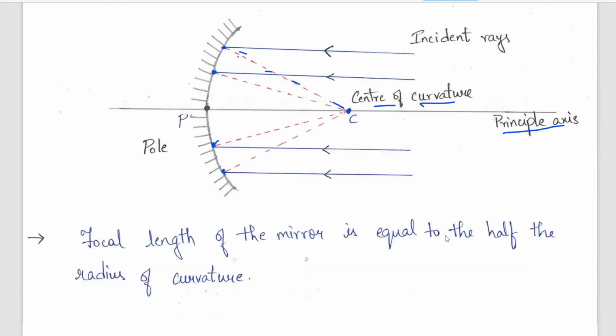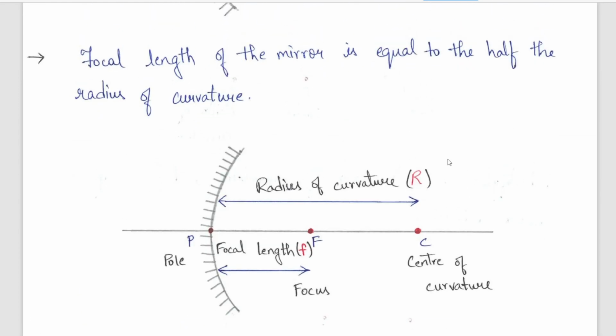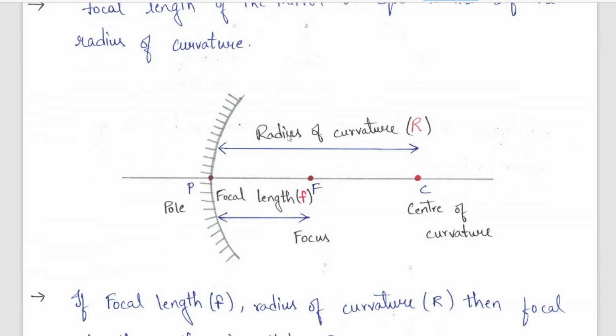Now let us see what a focal length is. Focal length of the mirror is equal to half of the radius of curvature, right? From this ray diagram, you can easily say that focal length is equal to half of the radius of curvature. Radius of curvature is nothing but the distance between the pole and the center of curvature. This is the radius of curvature, and focal length is half of the radius of curvature. The radius of curvature is denoted by the letter R and focal length is denoted by the letter F.